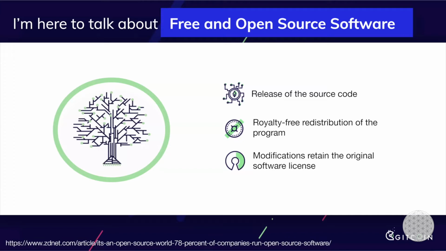So first of all, we mean that the code is open. Anyone can use it, anyone can review it. It is released to the public with no restrictions. There are royalty-free redistributions allowed of the program, so no one is making money off of the software. It's something that is available to anyone free of charge, as you might expect with something called free and open source software, often shortened to FOSS. And then finally, there are modifications that can be made to retain the original software license.